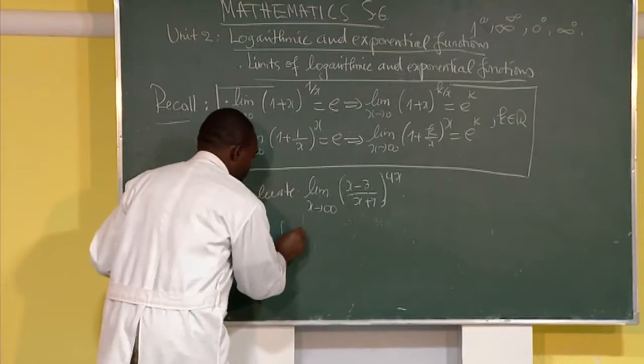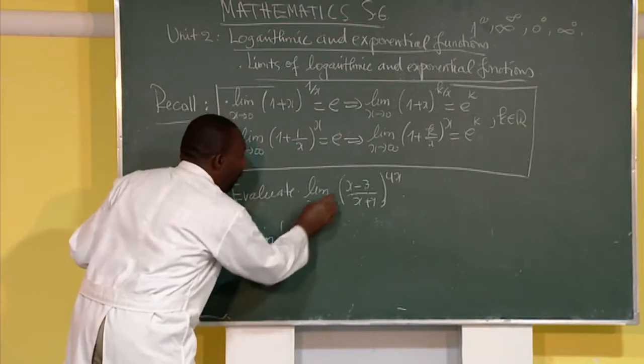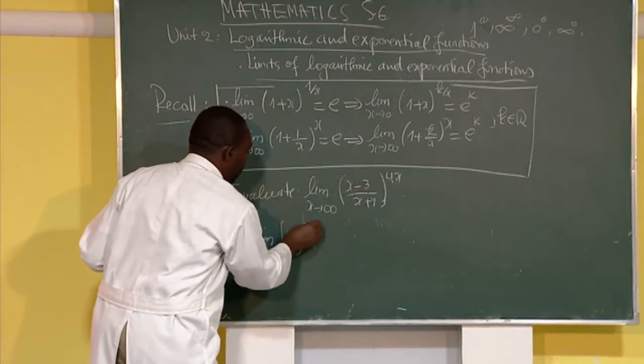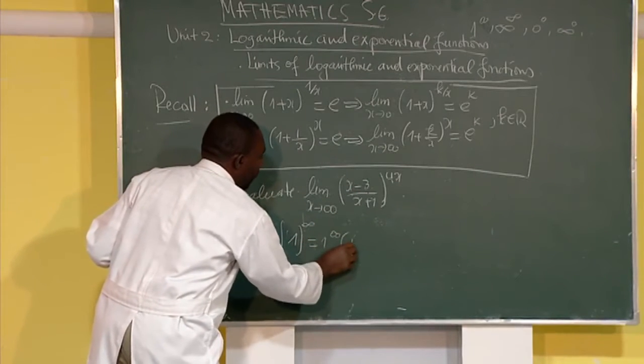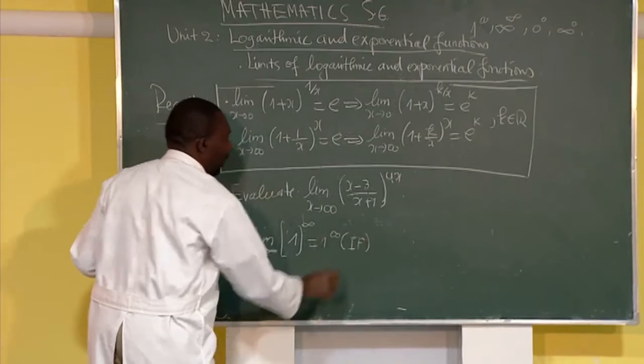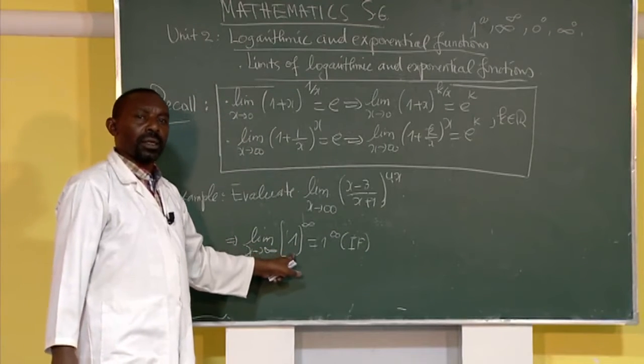And here we have 1 to the power 4 times infinity, which is infinity. This is equal to 1 to the power infinity. And this is an indeterminate form. Are we together?